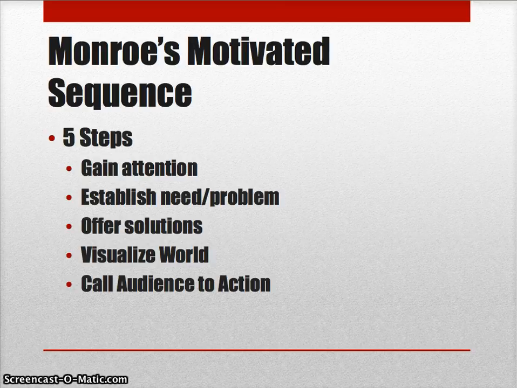The last step in Monroe's motivated sequence is that we need to call our audience to action. So what we do is we say, okay, now that you've heard all this information and you've heard all my arguments, it's your turn to act. It's your turn to make a difference in this world. So I'm going to try and get you, in this calling audience to action step, to actually go out and change your belief or change your behavior.